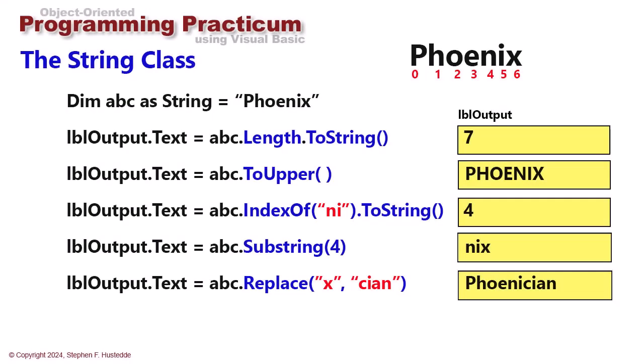Let's take a look at the length property and a few of the methods, and we'll go into more depth in the subsequent videos. I'm going to dim a variable called ABC to contain a string and assign to that the value of the word Phoenix. And then I want to take ABC and get the length of it, so the Length property, and we know this is a property rather than a method because there are no parentheses after Length. ABC.Length is the number of characters. Convert that to a string because that is an integer value. Convert it to a string and put that into lblOutput.Text, and the value that would be shown would be 7. There are 7 characters in the word Phoenix.